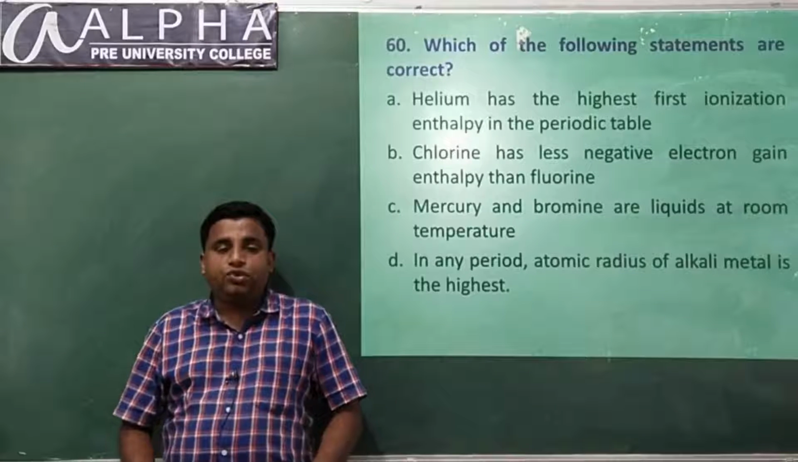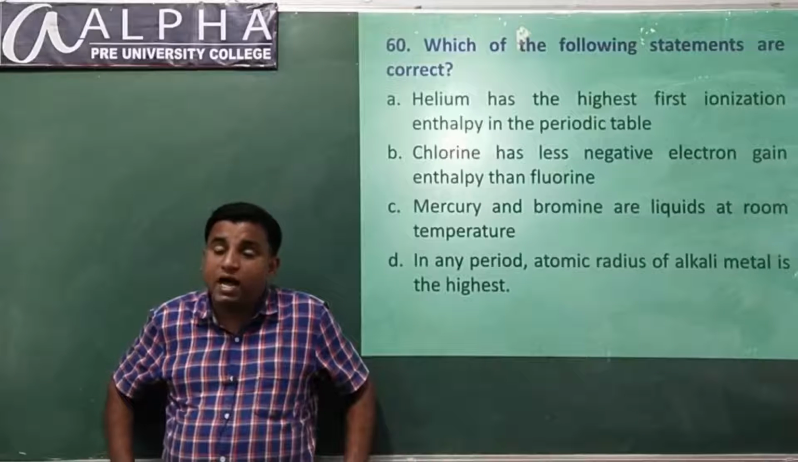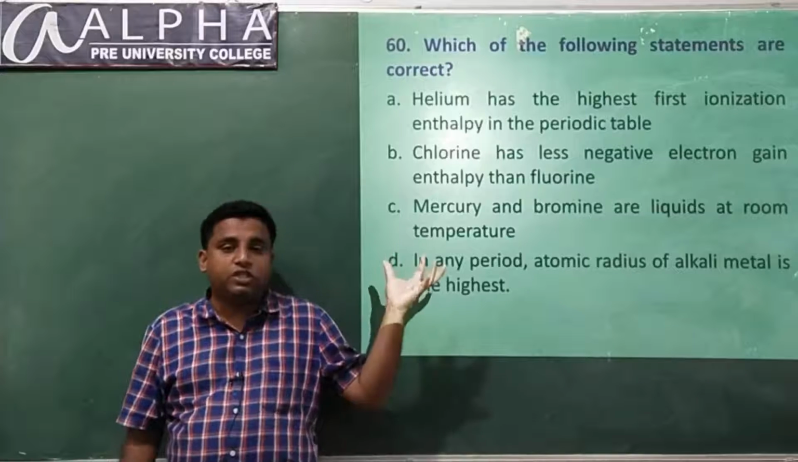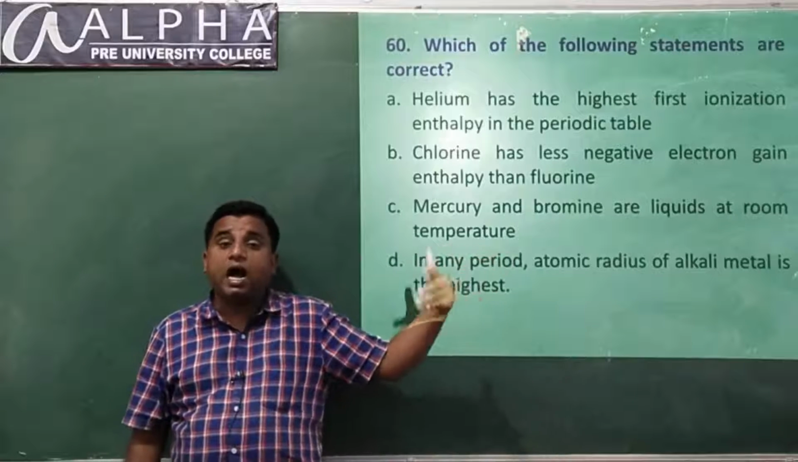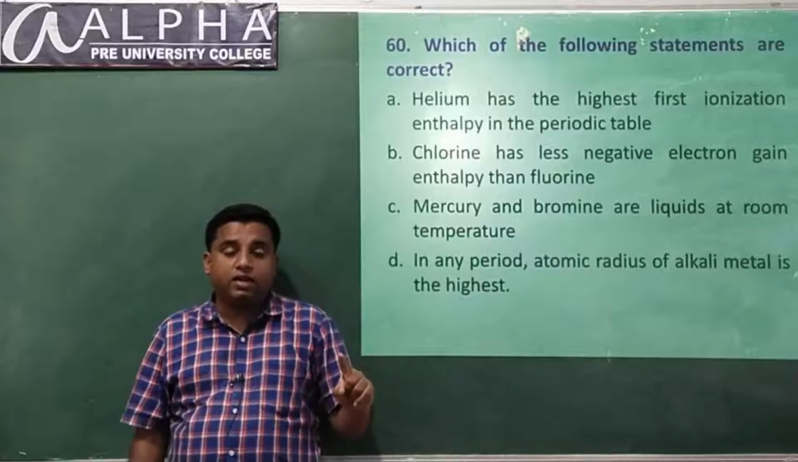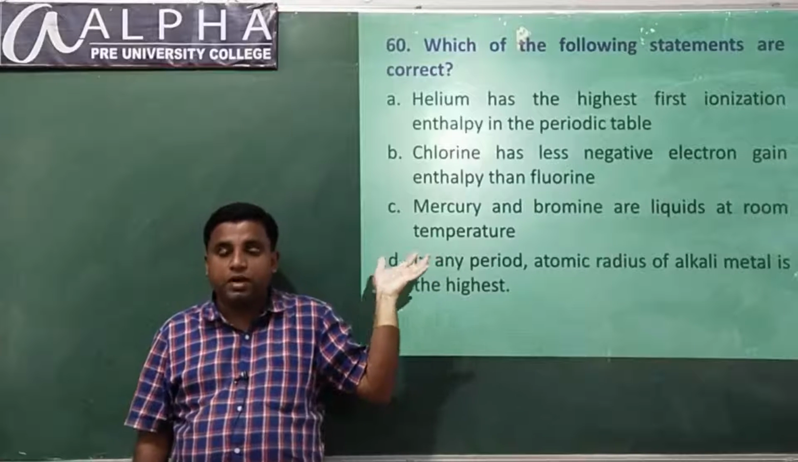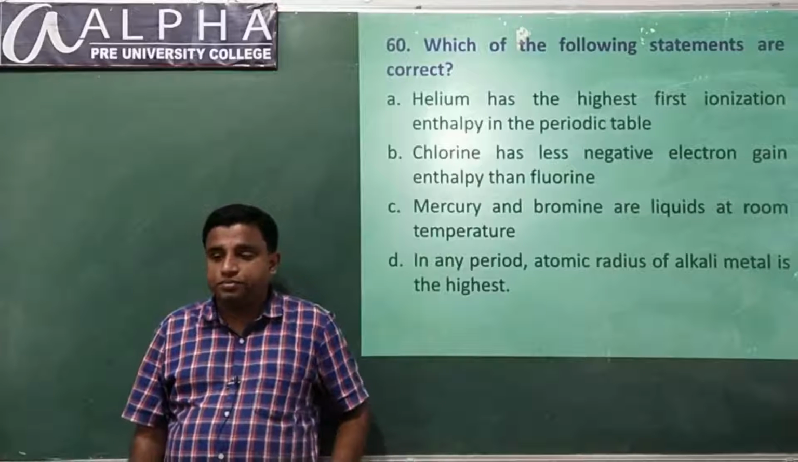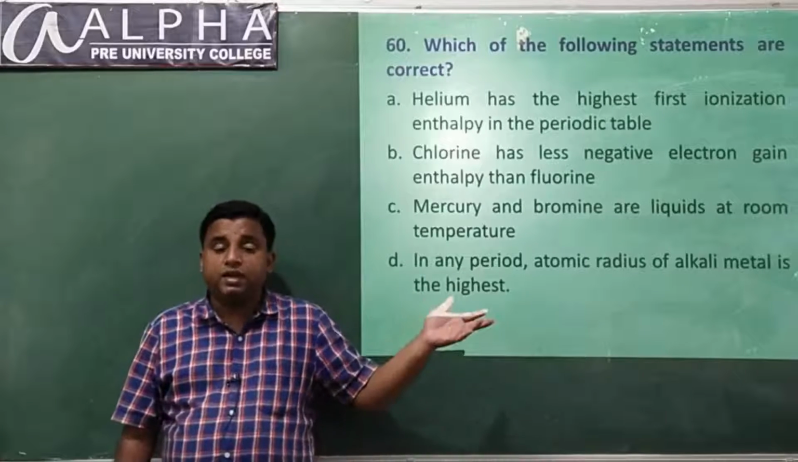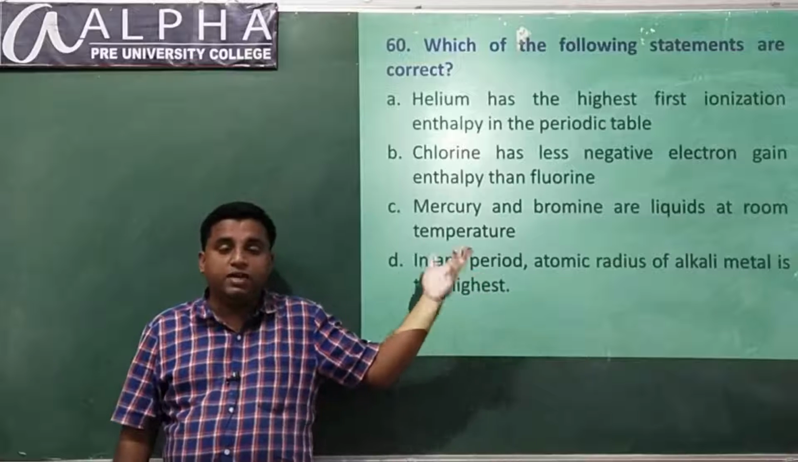First, if you take up the first option, which of the following statements are correct? That means for this question, you can have multiple answers. It is telling "are correct", it is not asking "is correct". So it's a multiple choice question with multiple correct answers possible.